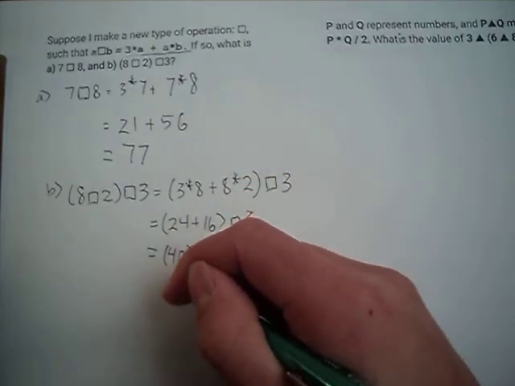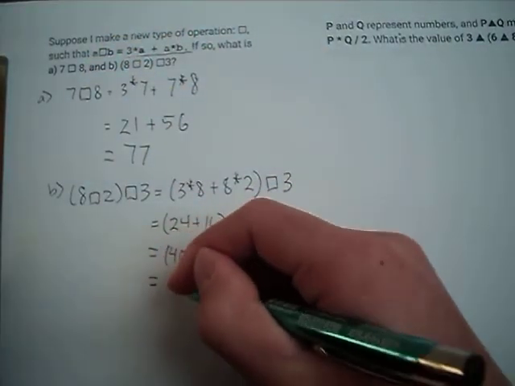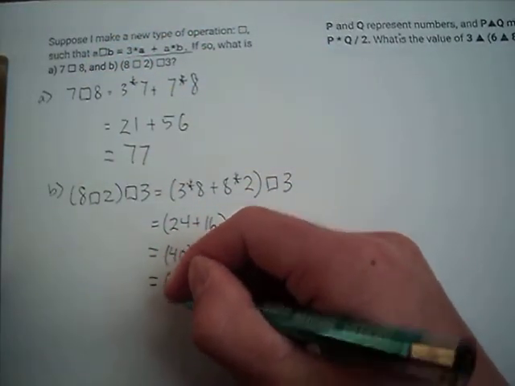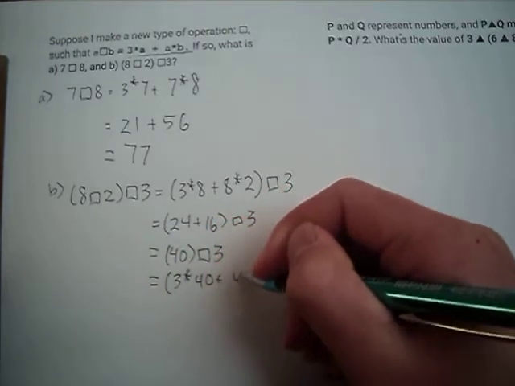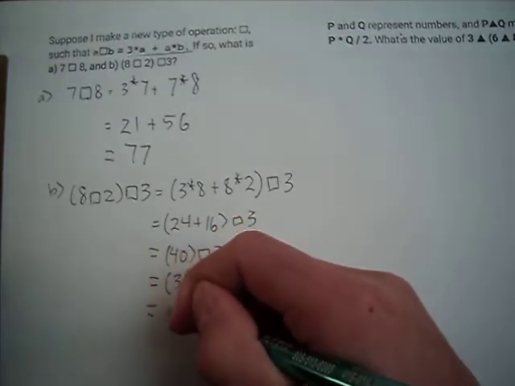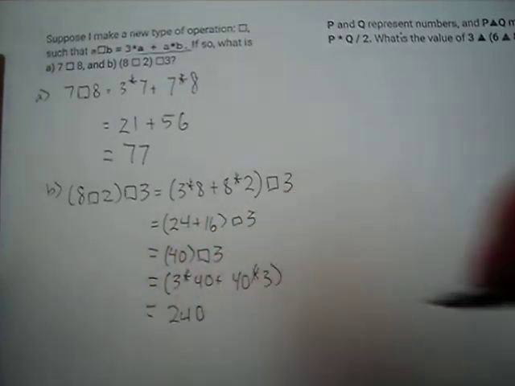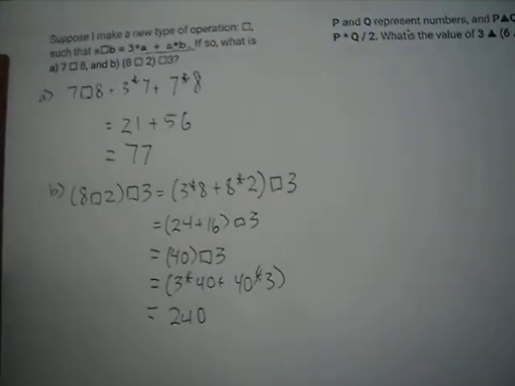And now you can see clearly what's A and what's B. A is always in front of B, so 40 is A. So it would be 3 times 40 plus 40 times 3. And you can see that it gets 240. And that is our answer for question B.